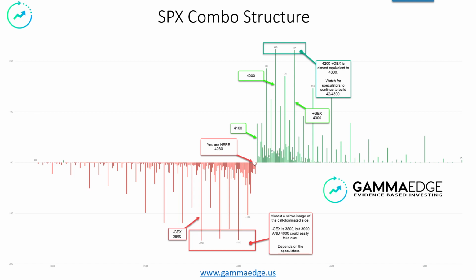If we can't retake 4,100, you can see the structure is very clean, but we could use that as a reference to the downside. So play it accordingly. We're more on the selling side, possibly with a short-term bounce. We would need to see a close above 4,100 in order to aggressively start looking at reclaiming 42 or 43.